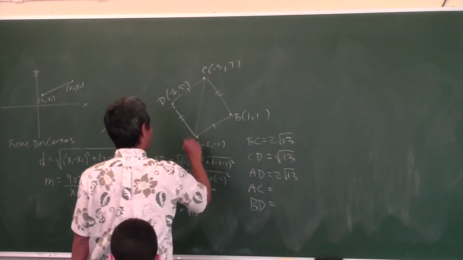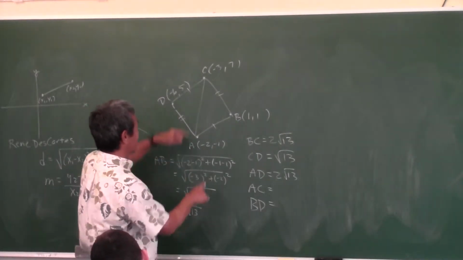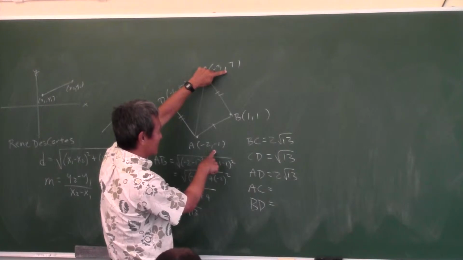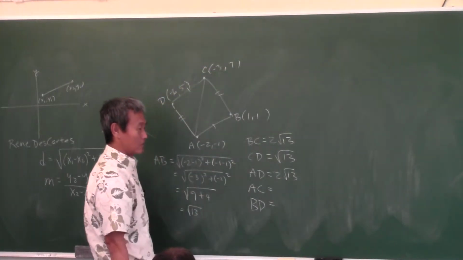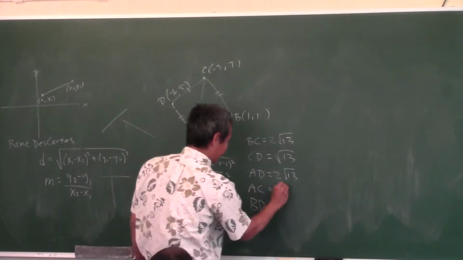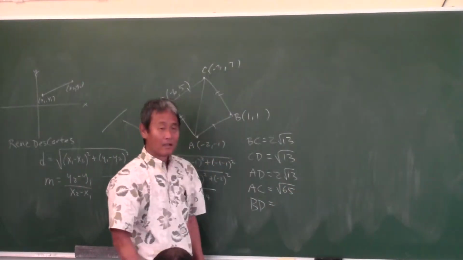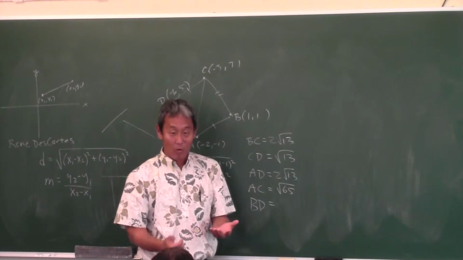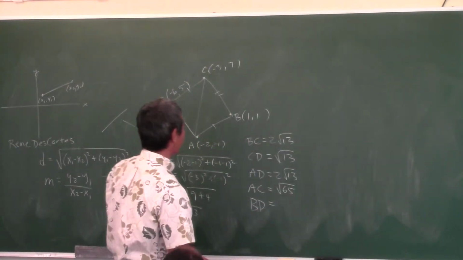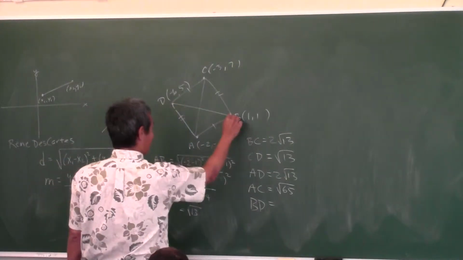Okay, AC. What is that length? What's the difference of the x's? 1. What's the difference of the y's? 8. Square both of them. Root 65. What? You can add 2 numbers together. One of them is a 1, and that's impressive. You guys, come on. Okay, now what about BD?